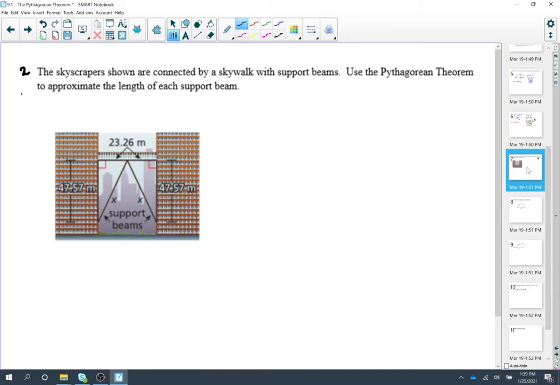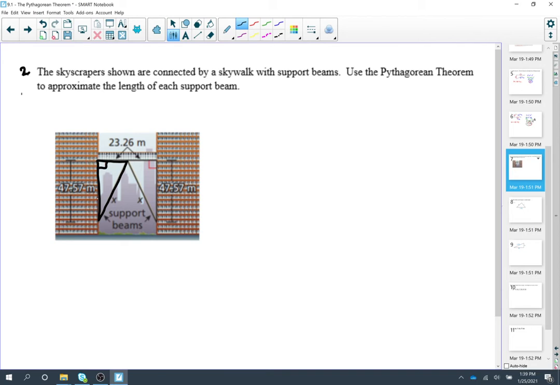Example 2. The skyscrapers shown are connected by a skywalk with support beams. Use the Pythagorean theorem to approximate the length of each support beam. So, if I'm taking a look at this, I'm going to look at just one side. And right there, we have a right angle.